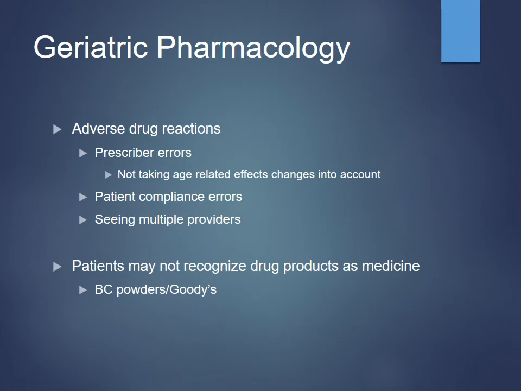So also we can see some adverse drug reactions from prescriber errors. What do you call it when you cause a problem for the patient? Iatrogenic, right? So we've got some iatrogenic issues. If you don't take age-related changes into account, prescribe too big of a dose or too often, or don't take organ changes into account, that can be on you. You also see issues with patient compliance errors. If they have memory issues, they don't remember how often to take their medications, or they forget to take it. Things like that can lead to errors.